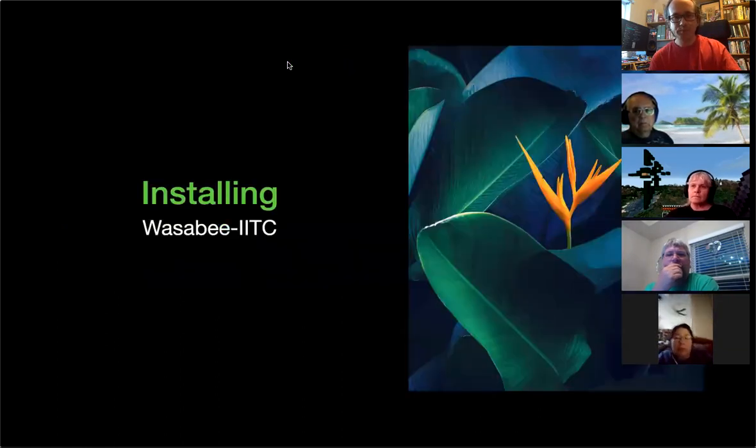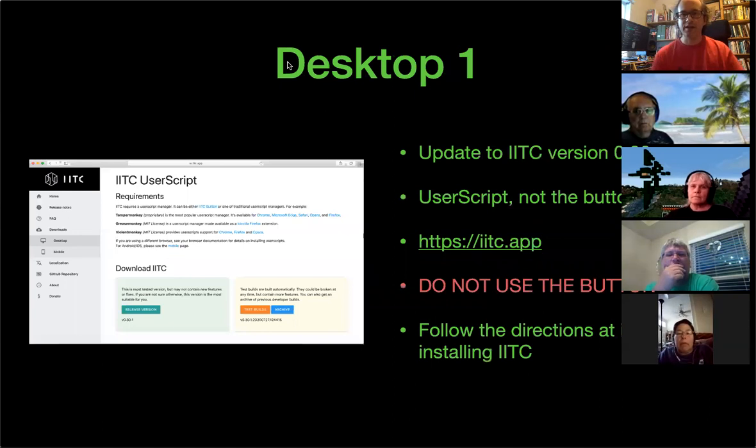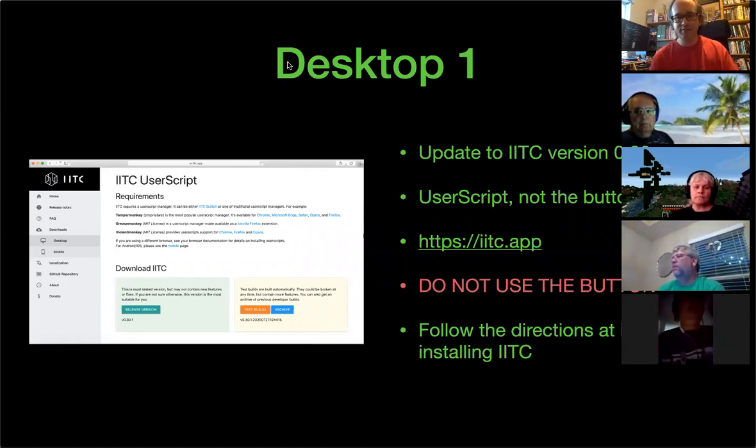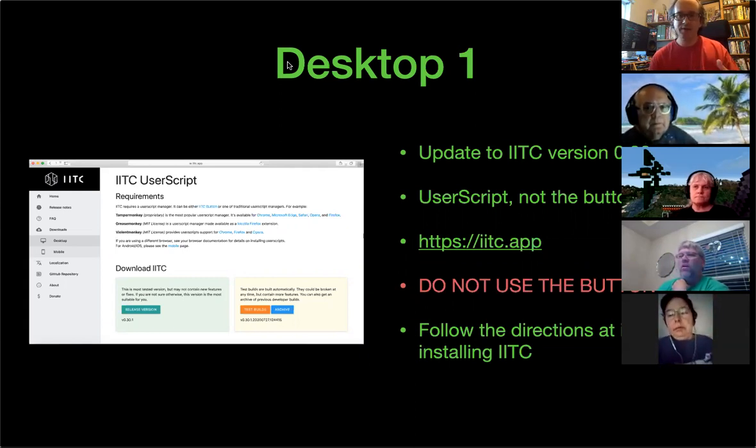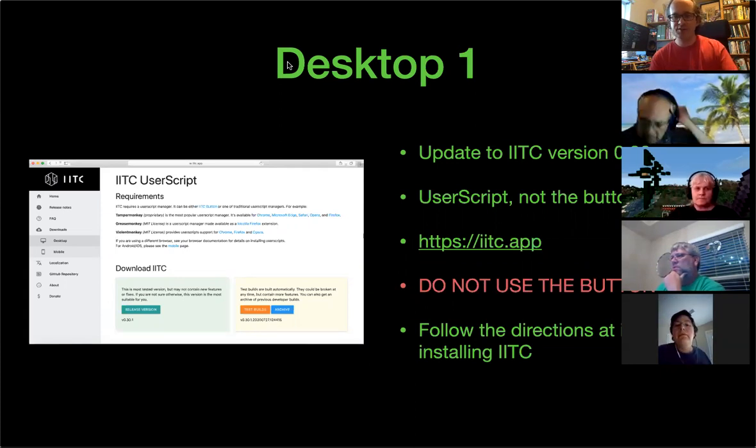Okay, installing on desktop, which is what I know best. Update to the most current version of IITC. You don't have to use the dev build, but use 0.30.1 or newer, if something newer is out there. Do not use the user script. Do not use the IITC button. Get 0.31 from iitc.app. Don't use the button. And just follow their directions for installing IITC.